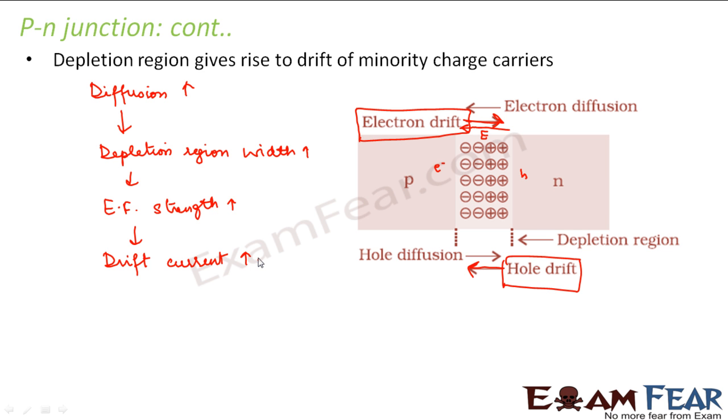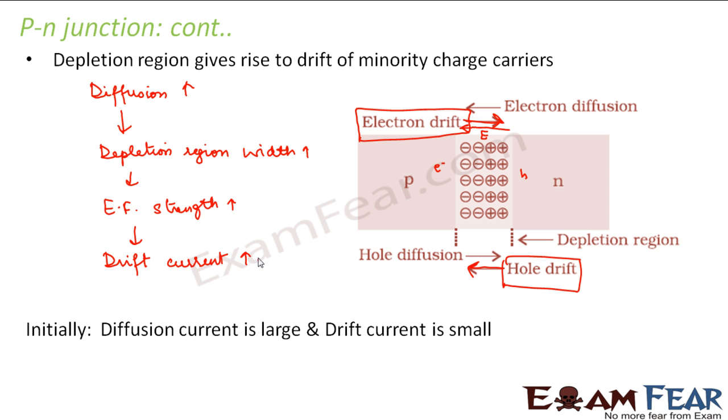also increases. So if you see, when a p-n junction is formed, that means when you join a p-type and an n-type semiconductor, there are two categories of currents involved. One is diffusion current, one is drift current. Diffusion current is due to the majority charge carriers and drift current is due to the minority charge carriers, right? So what do we see? Initially, diffusion current is large and drift current is small. That's because initially there was no depletion region.